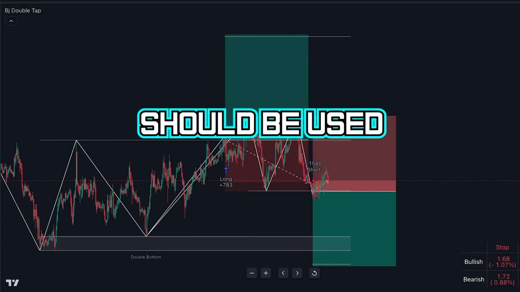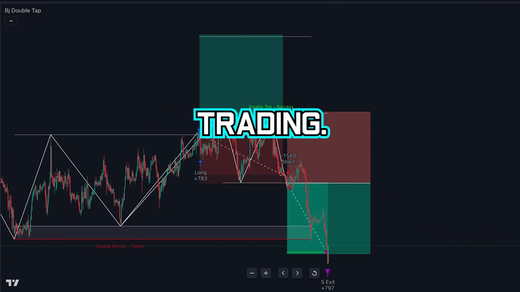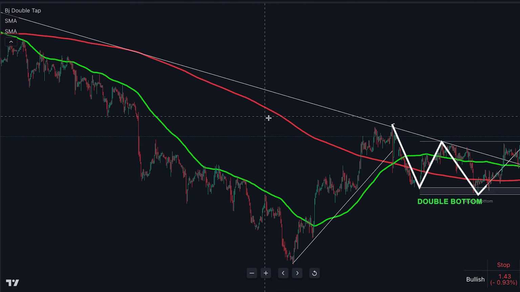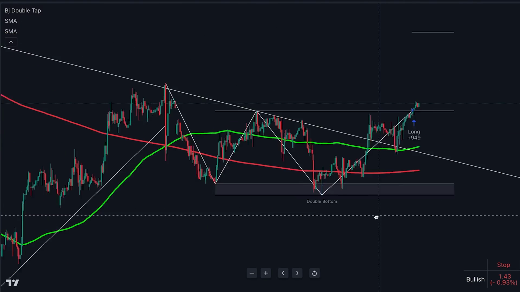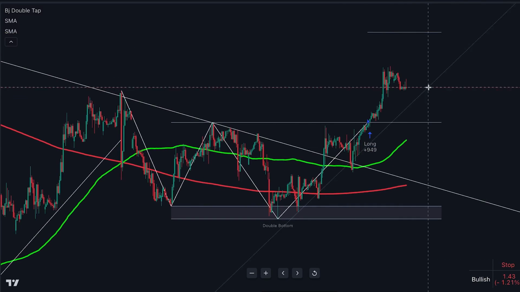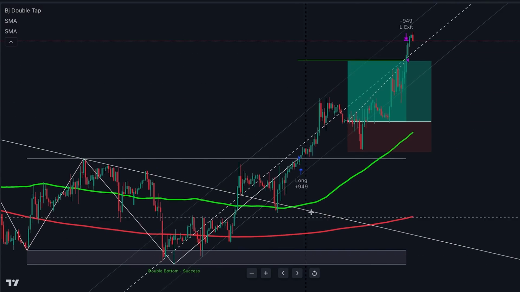This indicator should be used alongside your analysis to create further confluence in your trading. For example, here we can see that in addition to the double bottom detected, there was a clear downtrend before, and now that the buy position is detected, we can wait for a retracement, then draw a parallel channel to help you further gauge the trend of the market.